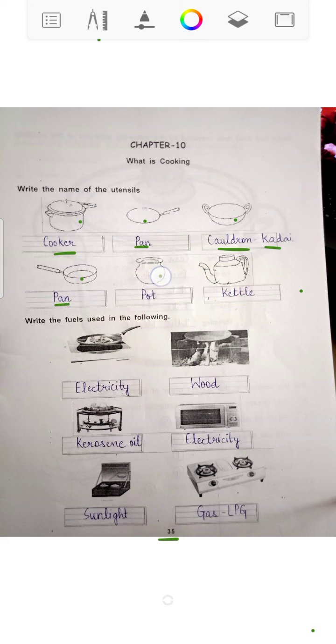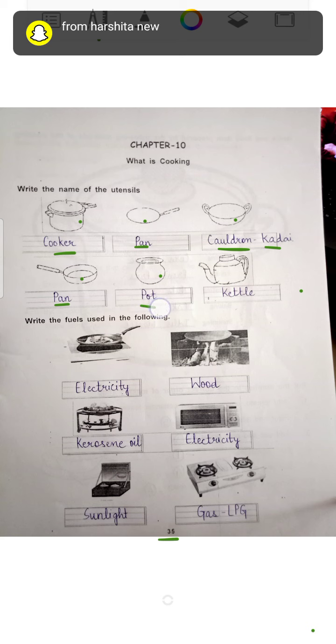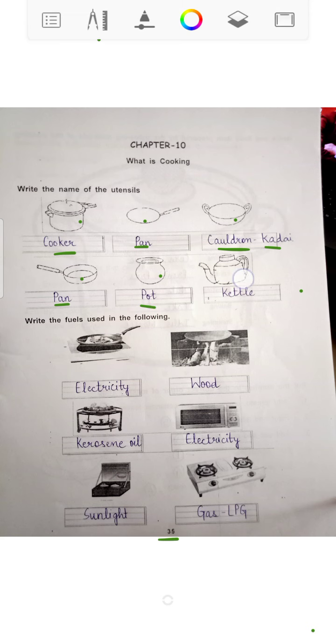The fifth picture, you can see it is of a pot, right? So you are going to write down the word pot. The next picture is of a kettle, right? So you are going to write down the answer as kettle. Coming to the next one, write the fuels used in the following. We have learned that there are different types of fuels used in preparing the food.